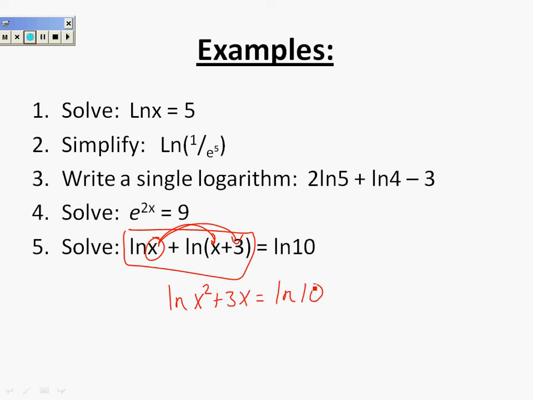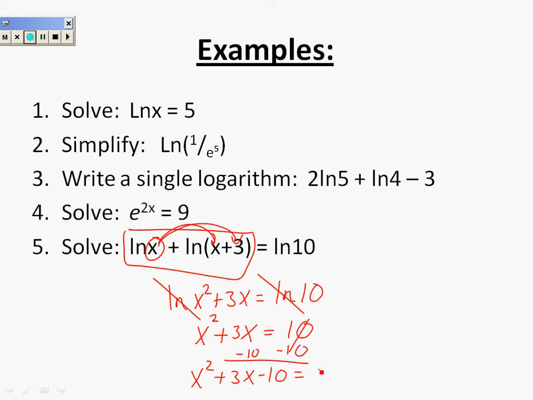Now, on the other problems, I had one log only, so I had to change it to exponent form. What do you do when you have a log on both sides? You just cross it off. You can ignore it. So what we have then is x squared plus 3x equals 10. And so, yes, you were right in saying it's going to be a quadratic equation. So we need to use a quadratic formula. So that's where we're at right now.